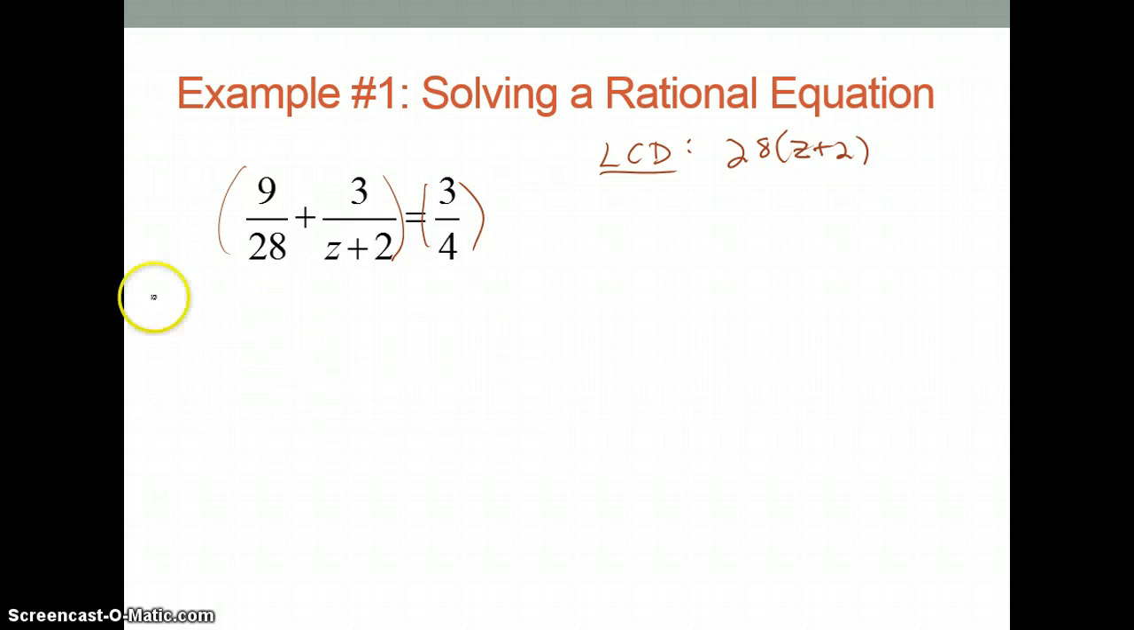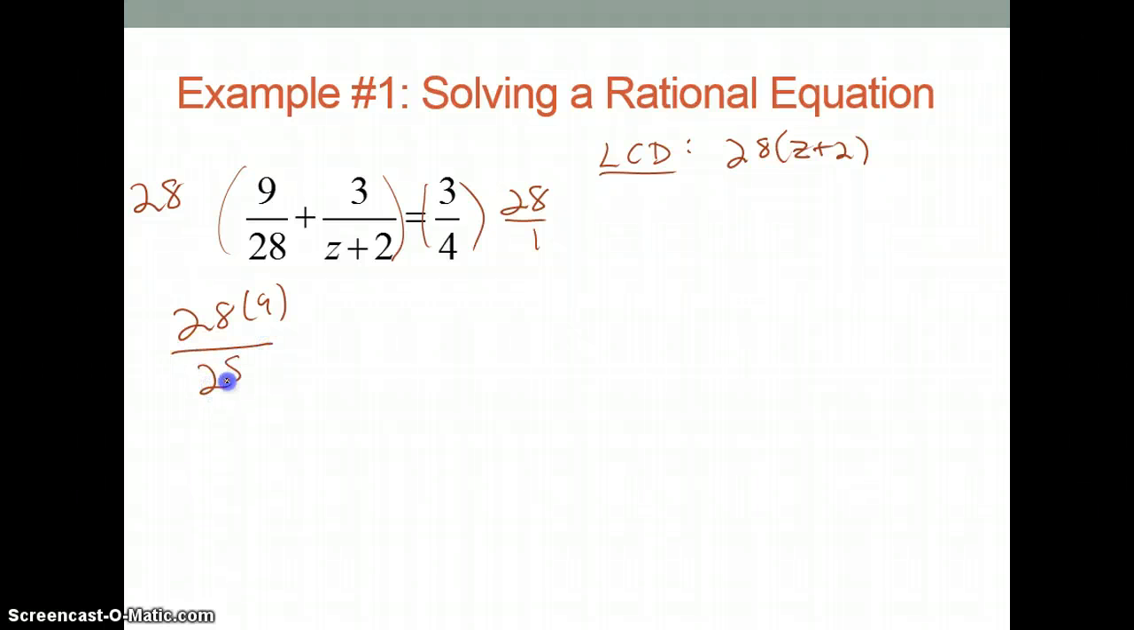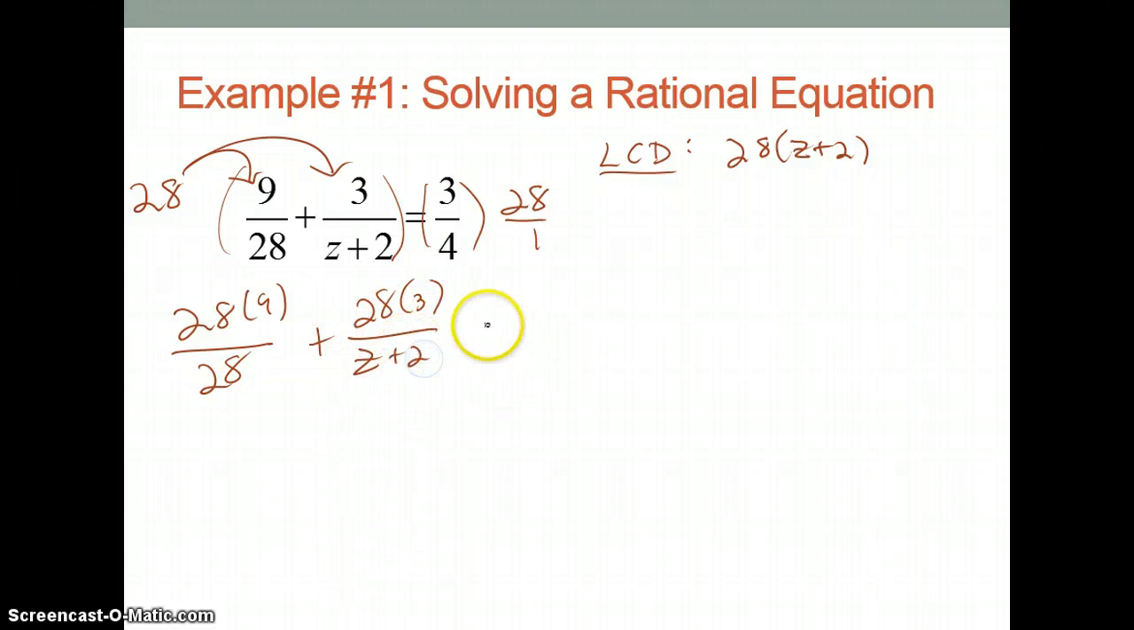So first I would consider multiplying each piece by 28. When I do so, I end up with 28 times 9 over 28. That's where I distributed it right here. And then the second part, when I distribute it to the 3, it's 28 times 3 over z plus 2. Distributing it to the other side, I end up with this. Although it doesn't look like the fractions have been eliminated, they actually have.